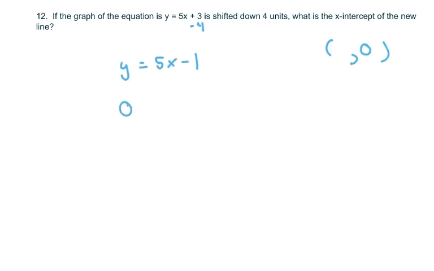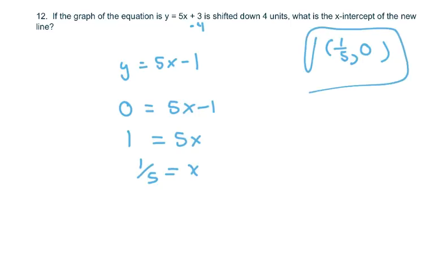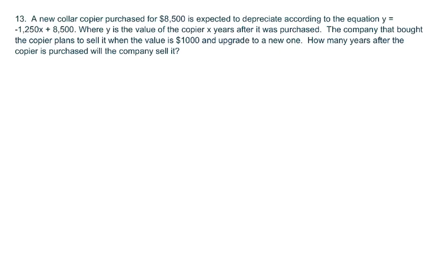So set y equals 0 and solve for x. You add 1 to both sides, you get 1 equals 5x. So x equals 1/5. And that's your answer. Again, this one had a multiple choice, but I just didn't put that there because this one was kind of easy. All right, the next one is another word problem.